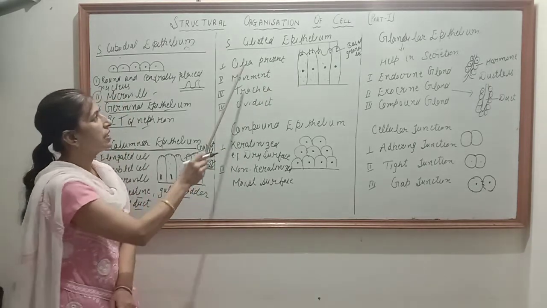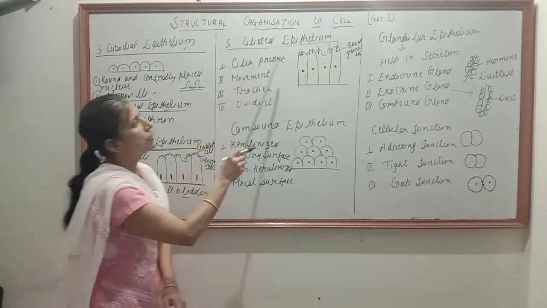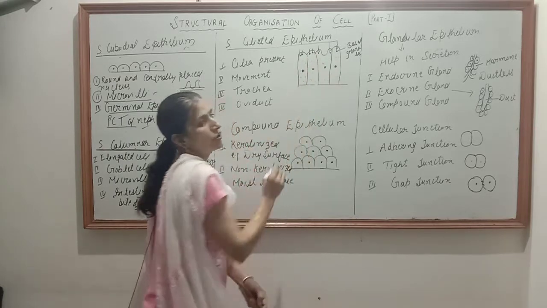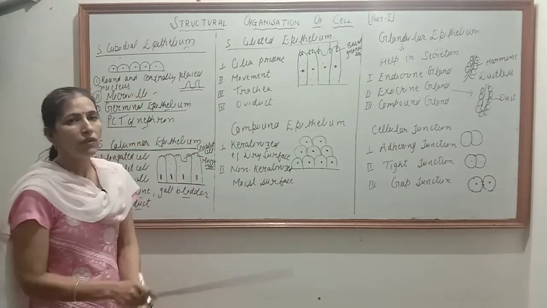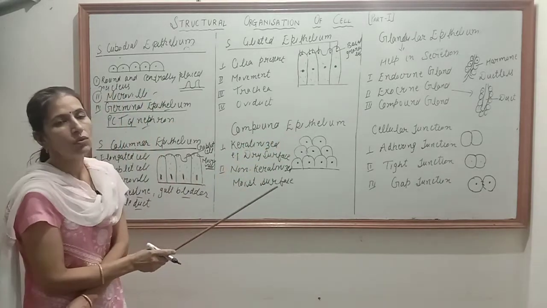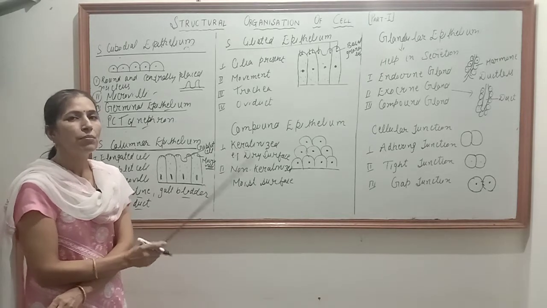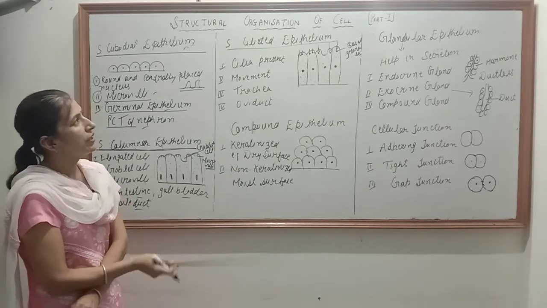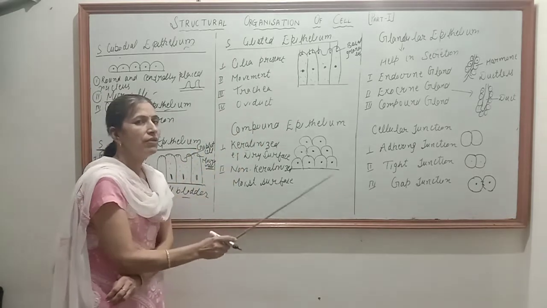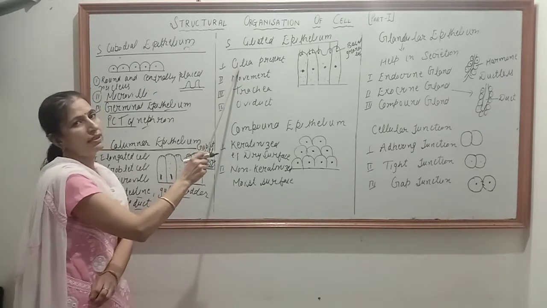The main difference between cilia and microvilli is that cilia always originate from the basal granules. So cilia always originate from the basal granules, and they help in locomotion as well as in the movement of material from one place to another place. Simple ciliated epithelium can be further of two types depending on where cilia are present.